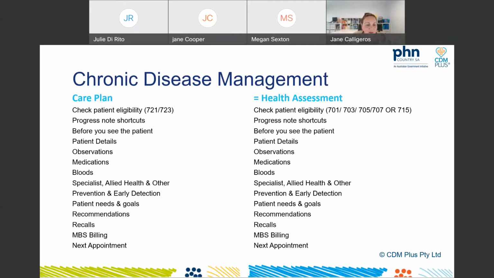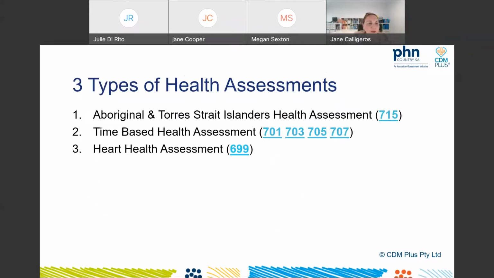So let's start with the three main types of health assessments. We've got the Aboriginal and Torres Strait Islanders health assessment, and I'll go through this in more detail with the flowchart because it'll make a little bit more sense. We've got the time-based health assessment. So there's 4 item numbers and 7 different types of health assessments in that category.